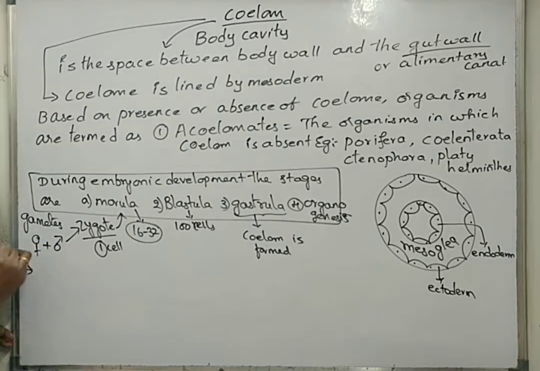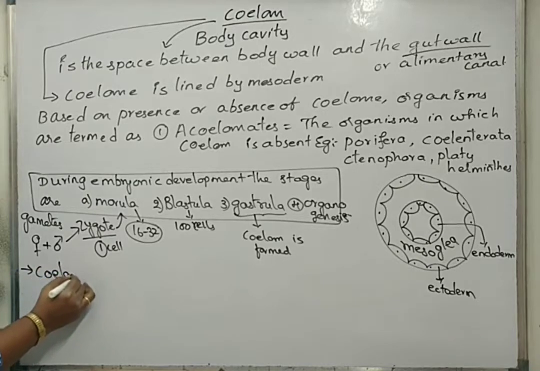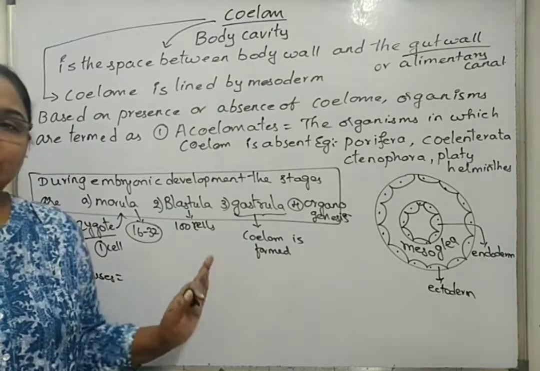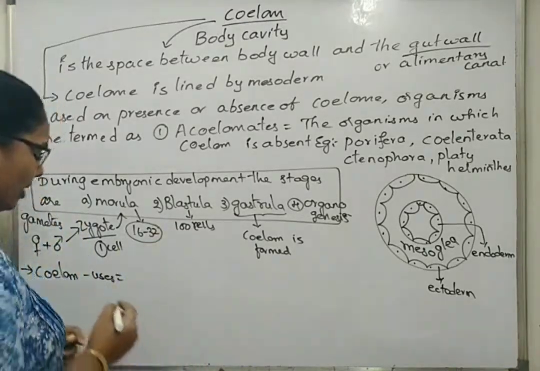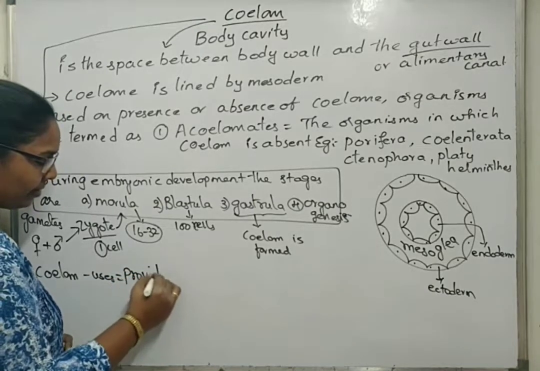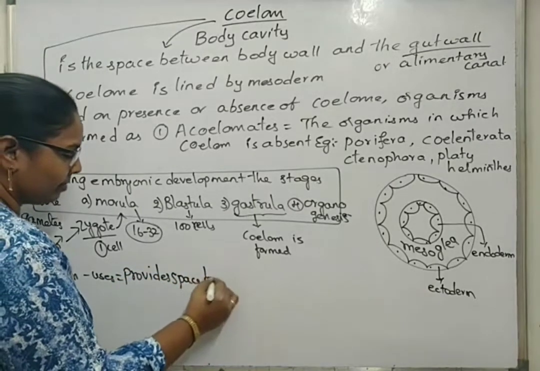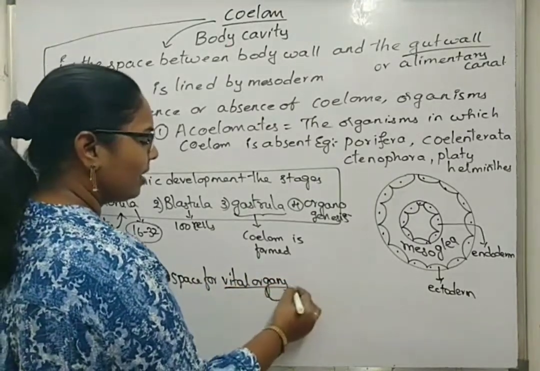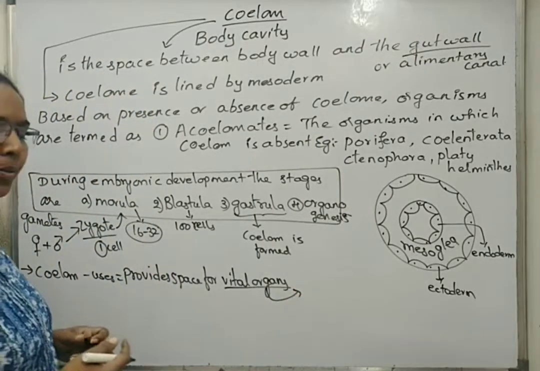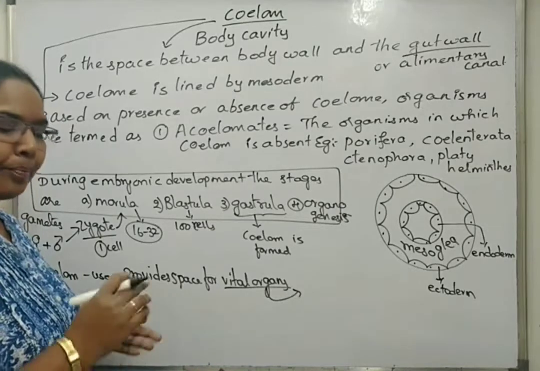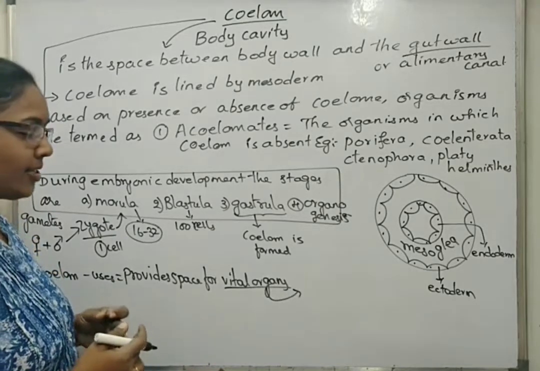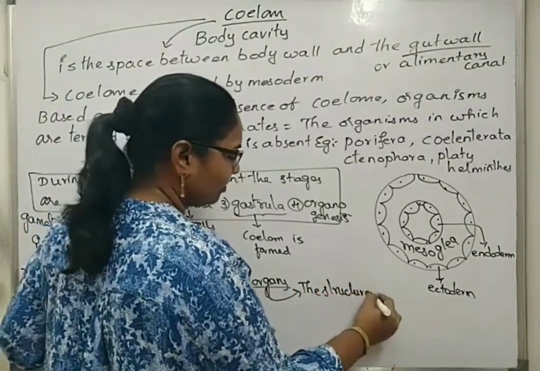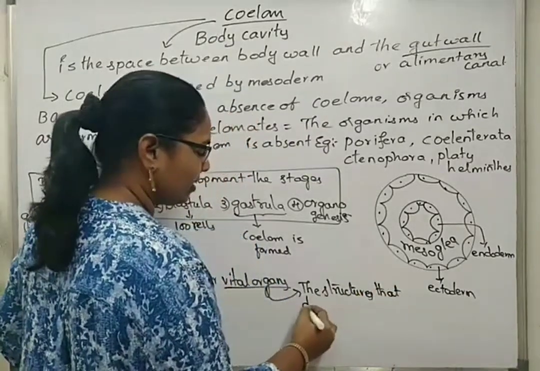Then what are the uses of coelom? Coelom uses: it provides a space for the fitting of the vital organs. What are vital organs? Vital organs are those that do the metabolic activities. Just like in the human body, the liver, digestive tract, kidneys, pancreas, heart, all these structures are considered vital organs. The structures that do metabolic activities.